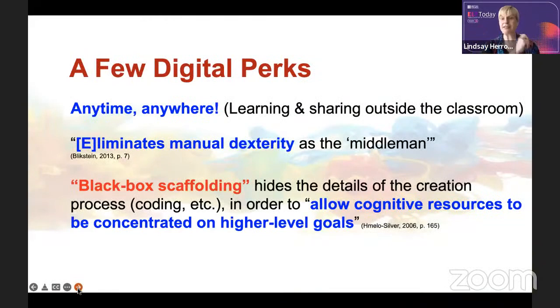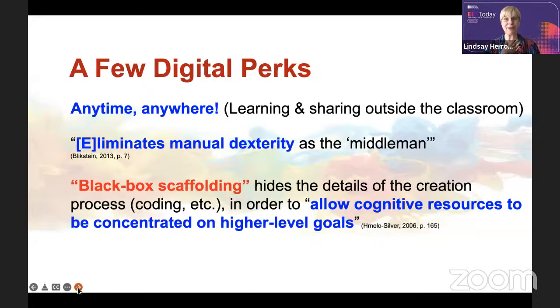So another question that people frequently ask is, does it have to be digital? No, it does not. But the nice thing about digital is it's anytime, anywhere. As I said, this is learning and sharing outside the boundaries of the classroom. It also eliminates manual dexterity as the middleman.